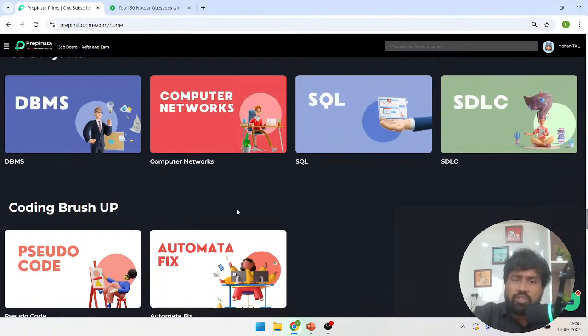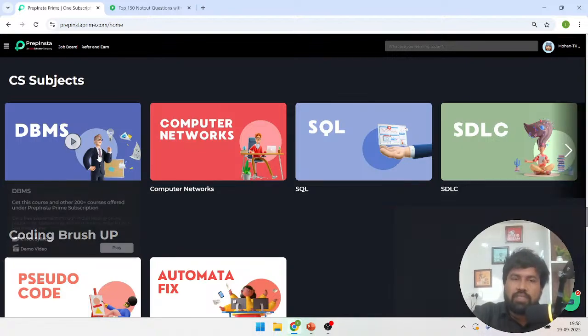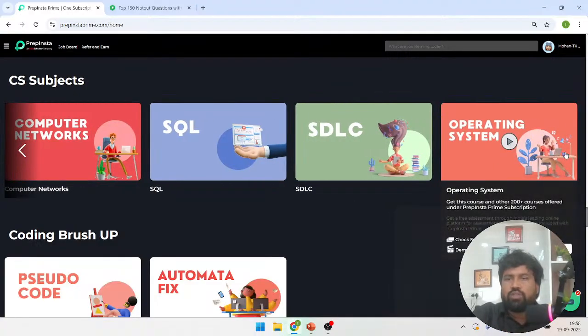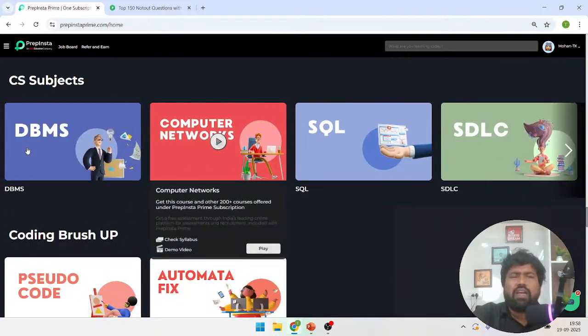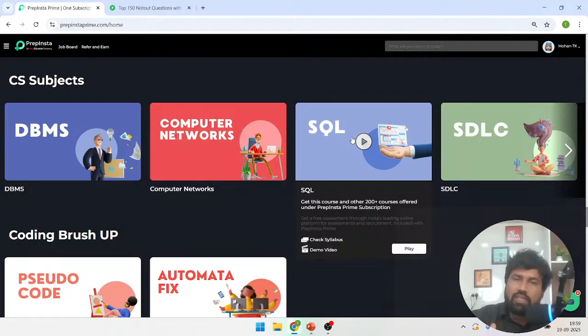And all the questions LTIMindtree is asking are about pseudocode, automata fix and CS subjects, right? Computer science subjects are nothing but DBMS, computer networking, SQL, SDLC, and you will see the DBMS course and object oriented programming as well. If you clear all these things, you can easily clear LTIMindtree. Not only LTIMindtree, you can clear any type of examination. Some examinations will come at the MCQ level, and some companies will ask you in the interviews, right?